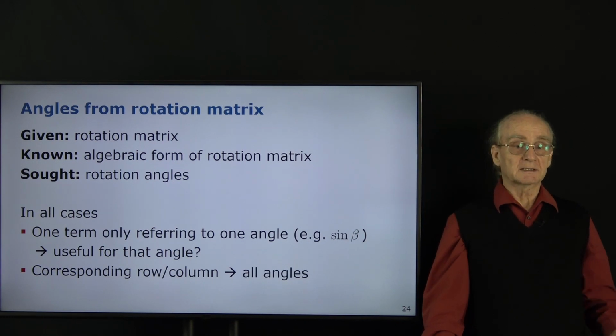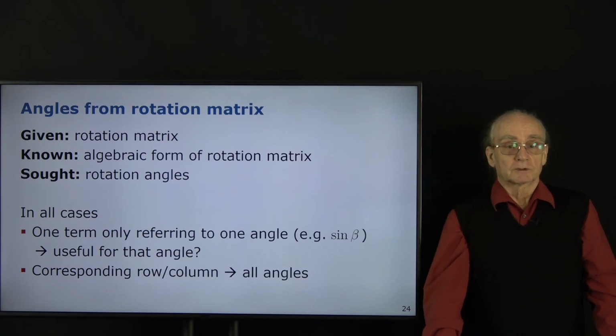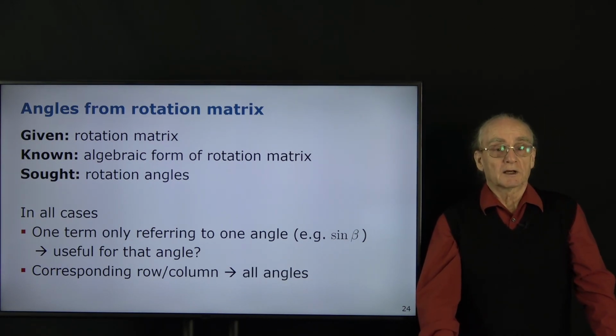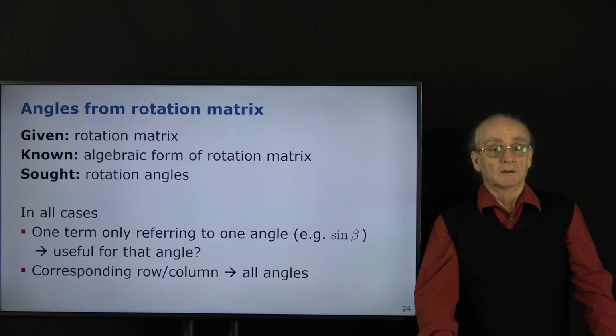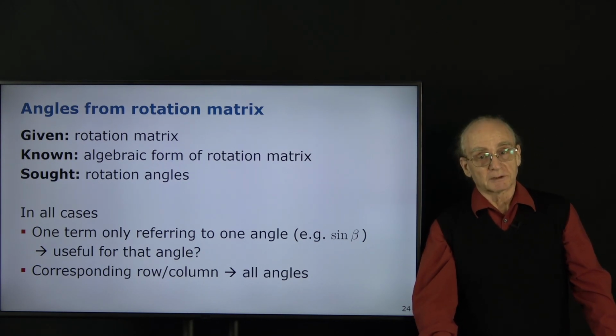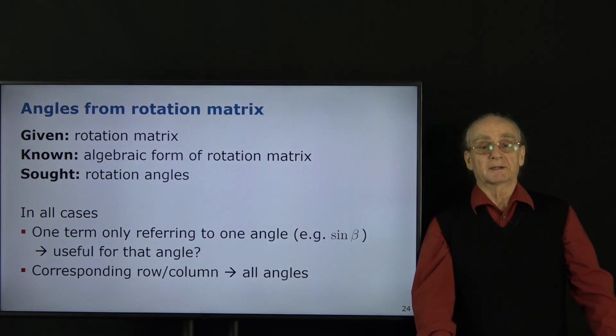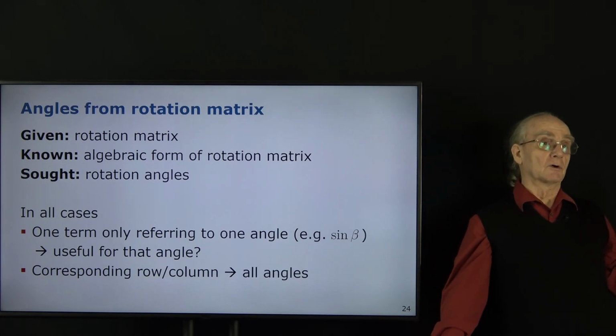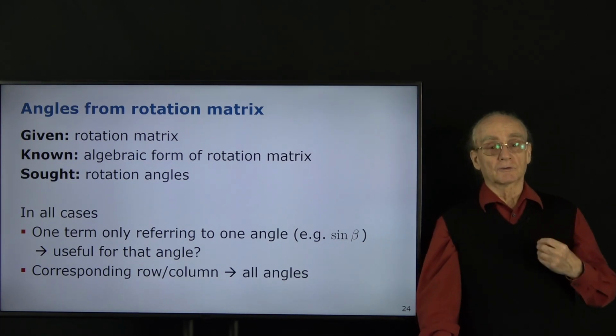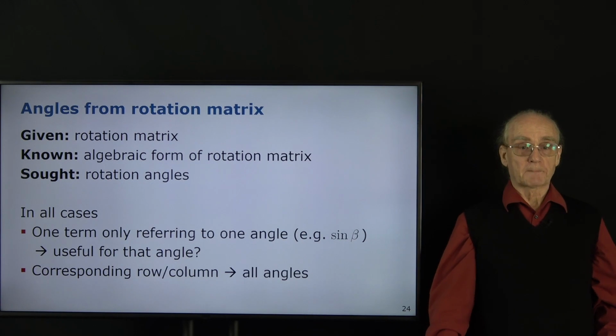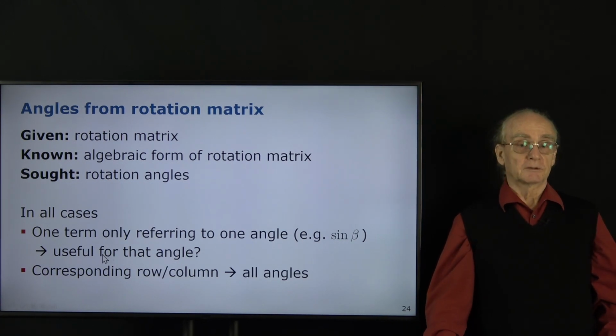So if you send somebody the rotation matrix, you also have to tell him the algebraic form of the rotation matrix. Or the other way around, if you send a rotation matrix and you want to know the alpha, beta, gamma in your own system, then you need to know the structure of your own system. And then you can derive the rotation angles.